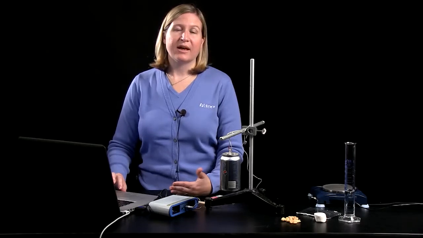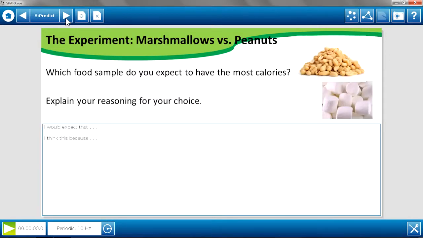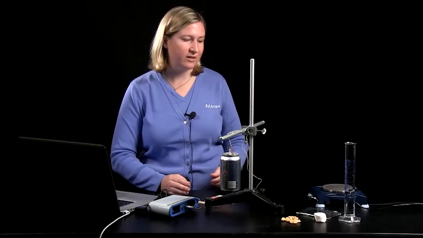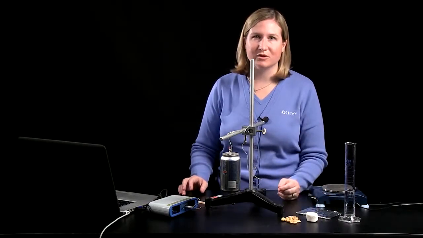It's important to connect to students the idea of calories as a unit of energy. And in this case, we're using calories as a unit of heat, seeing how much energy a food contains by calculating the heat released when that food burns. So the two foods that we're going to burn in order to compare their energy content are peanuts and marshmallows. So you can just use standard marshmallows and peanuts from the grocery store.